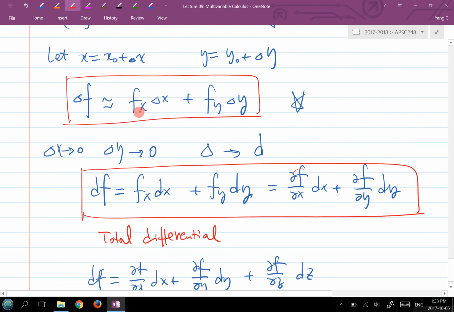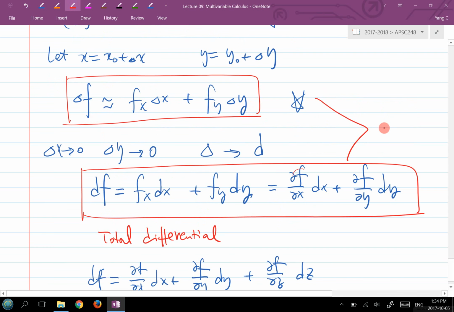What does this involve? It involves these two partial derivatives here. And you also have to know this delta change in the x and y. Then you can calculate the delta change in the function f. So these two here are not exactly the same, but they're very much related to each other.